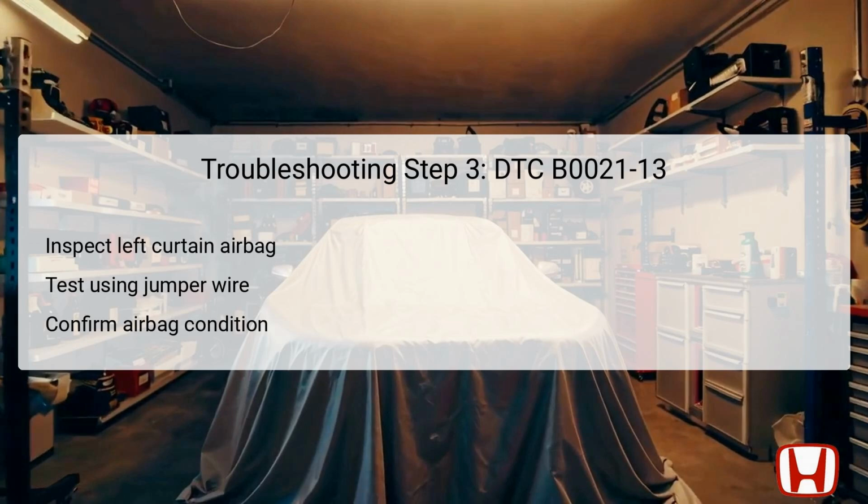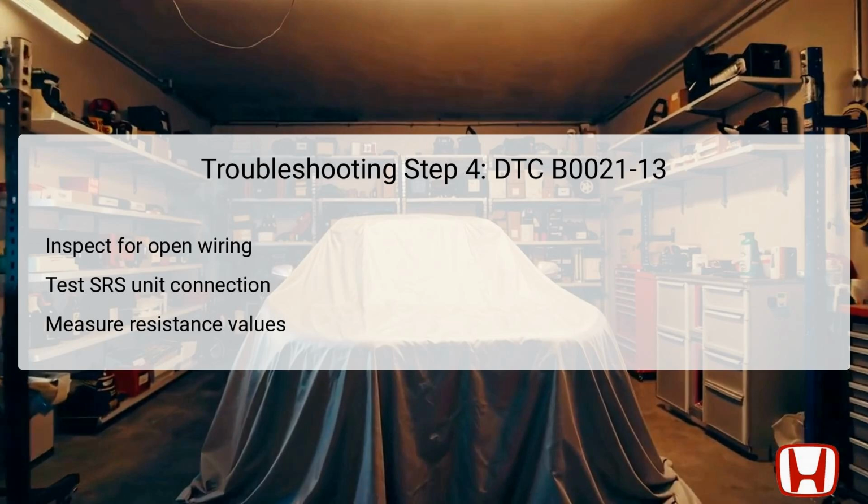If the DTC persists, this may confirm that the left curtain airbag itself is defective and requires replacement for vehicle safety. The fourth troubleshooting step focuses on inspecting the wiring associated with the left side curtain airbag. This involves checking both the LCA plus and LCA minus lines for any signs of an open circuit, confirming that resistance measurements fall within acceptable limits, typically less than 1 ohm.